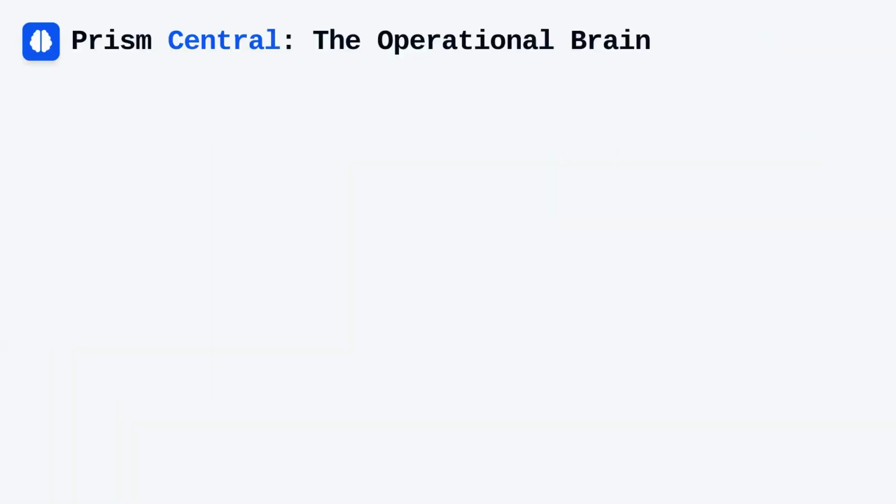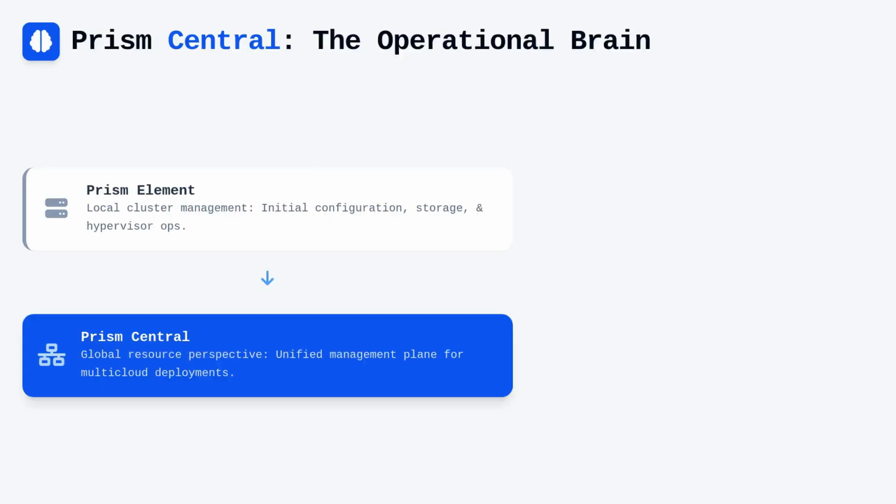Prism Central serves as the operational brain of a Nutanix multi-cloud deployment, providing a unified management plane for multiple Prism Element clusters. While Prism Element is local to a specific cluster, handling initial configuration and day-to-day hypervisor and storage operations, Prism Central aggregates these disparate clusters into a single pane of glass. When you deploy the Prism Central virtual machine, you fundamentally change how you interact with your infrastructure, shifting from a cluster-centric view to a global resource perspective.